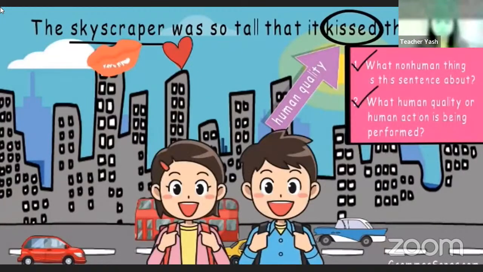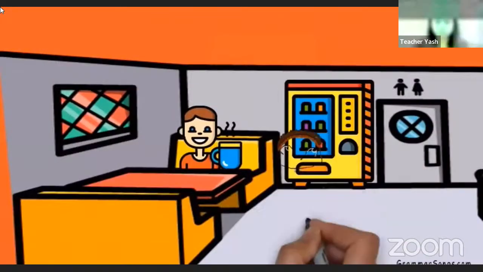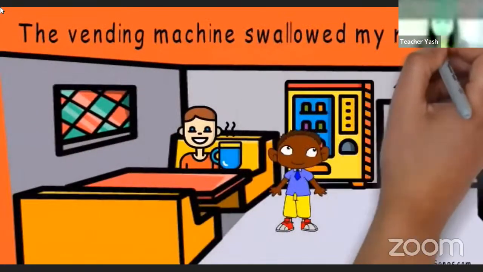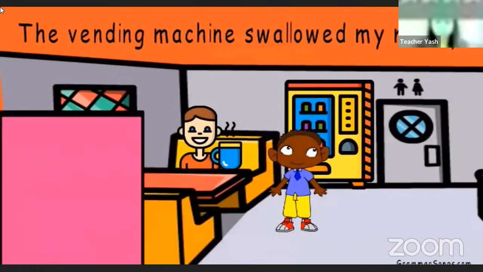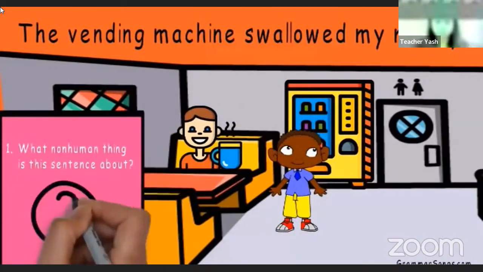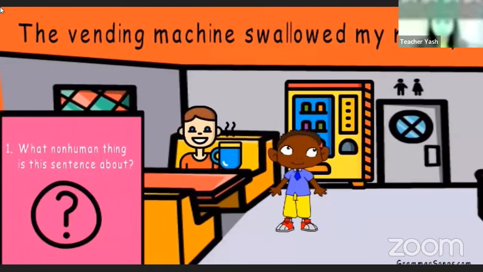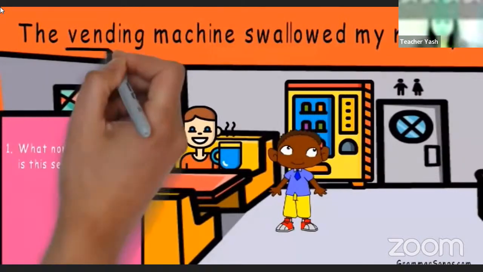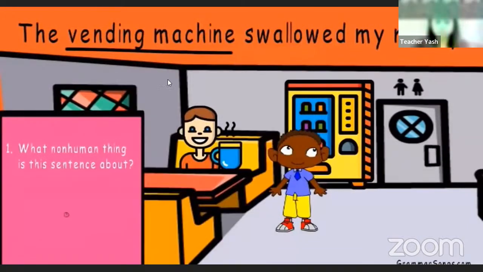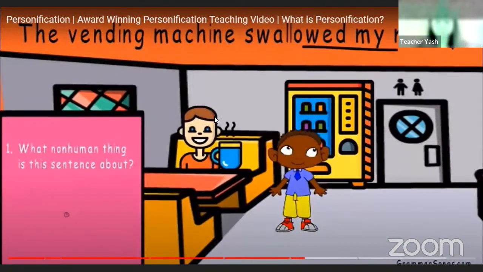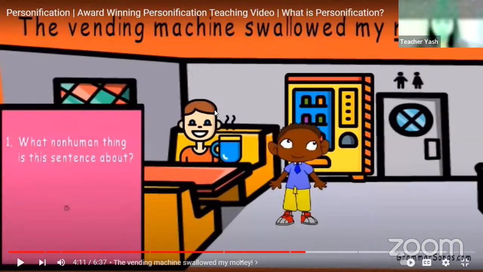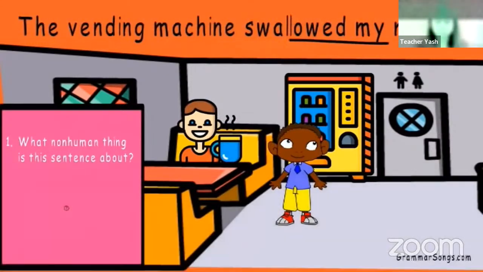Let's practice again! The vending machine swallowed my money. First, we need to know what non-human thing this sentence is about. Do you see any non-human things or nouns in this sentence? Well, vending machine and money are the two non-human nouns in my sentence, but this sentence is clearly about the vending machine.